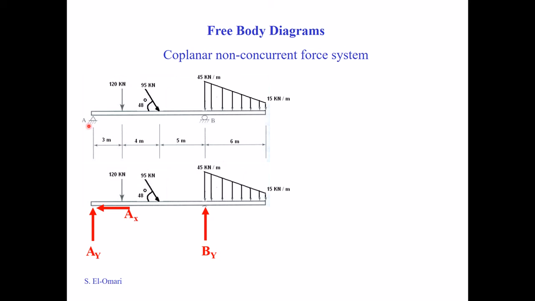The third type of support is called fixed support. If this beam is supported by only that support, then obviously to have it stable, it should prevent it from moving along the two directions, and also prevent it from rotating.